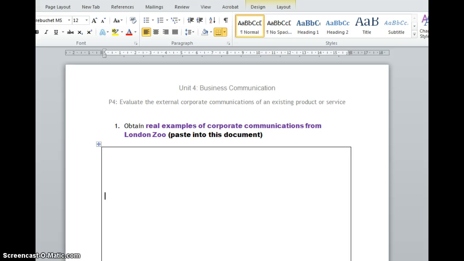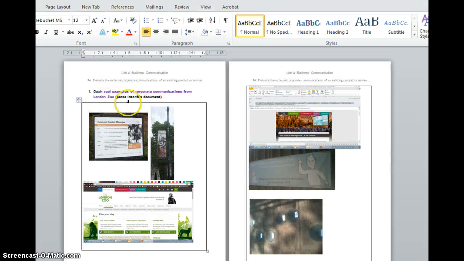So what you're going to do is paste in your examples of corporate communications, and you can see here I've got a notice from the zoo, I've got a banner that was outside the zoo on a lamppost, a copy of the website, and a newsletter. This is Norman Nine Fingers, who was feeding the monkeys. It's clearly an instruction not to feed the monkeys, and this was some animal footprints with sponsorship on them. So that's the first thing you need to do.